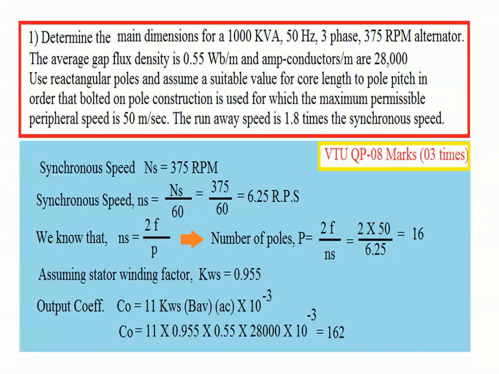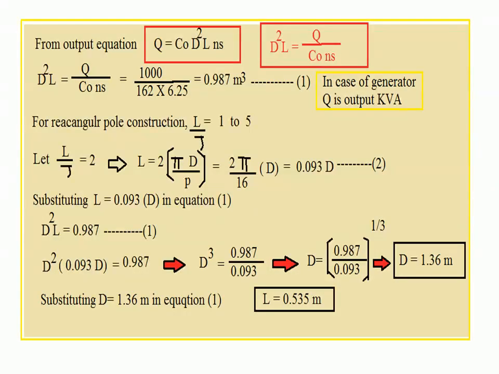Next important parameter, output coefficient. We know that output coefficient C0 equals 11 times Kws B average AC into 10 to the power of minus 3. You substitute the values, you are going to get 162. We know the output equation Q equals C0 D square L Ns. With the help of this equation, you have to calculate D square L. D square L equals Q divided by C0 into Ns. Substituting the values, we get 0.987 meter cube, that you can give as equation number 1.